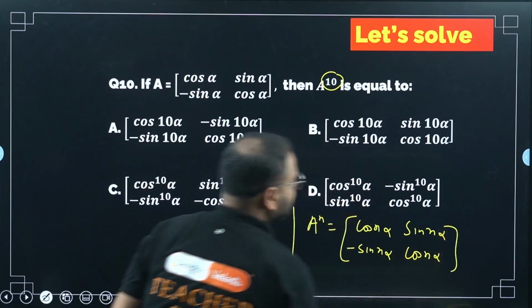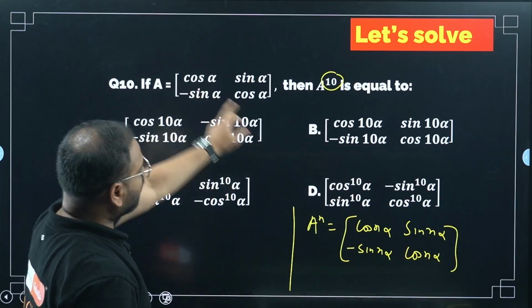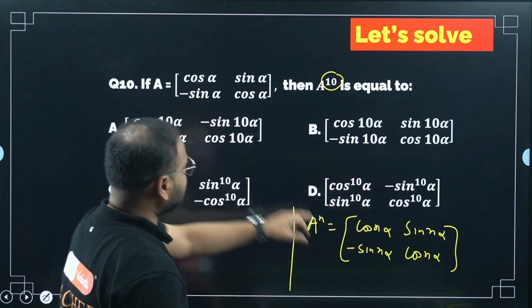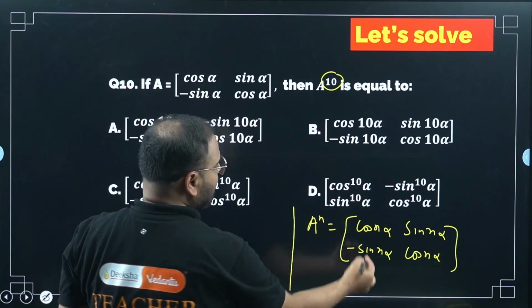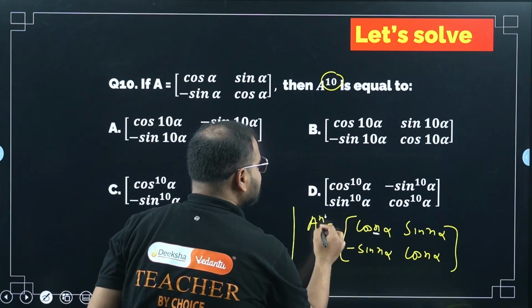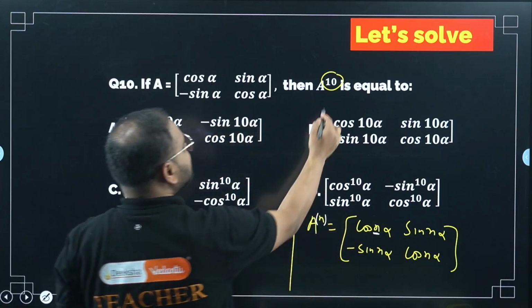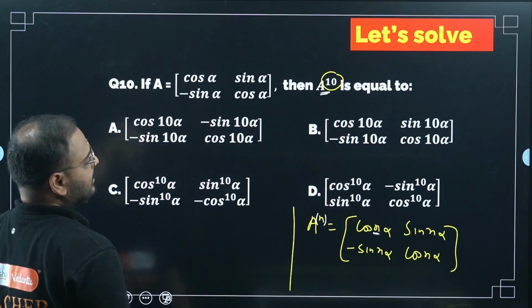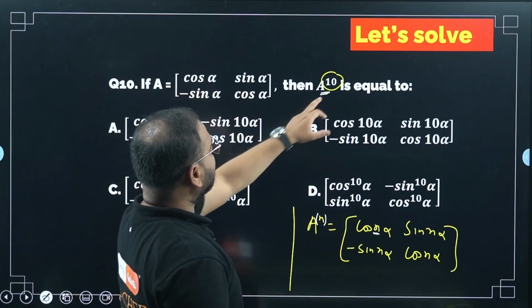So this is it. Check here. Everything remains same. Cos is cos, sin is sin, sin is with the negative sign, and cos is cos. Only n is the extra part. Only n is coming here when the index is n. So in this case, what they were asking, the index is 10. So we'll take the same thing with power 10.